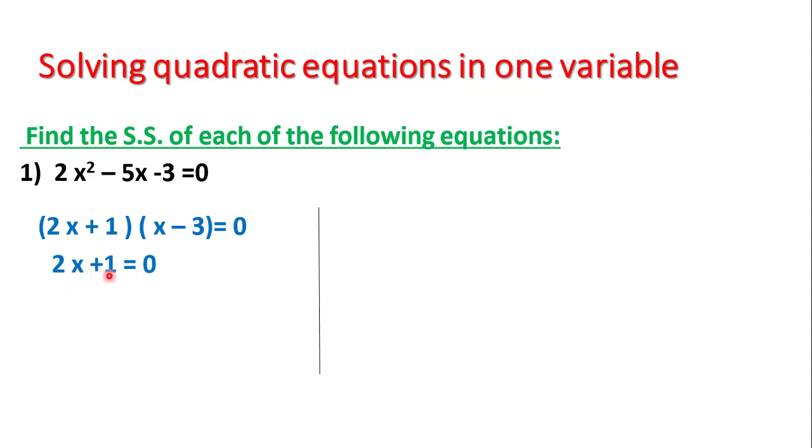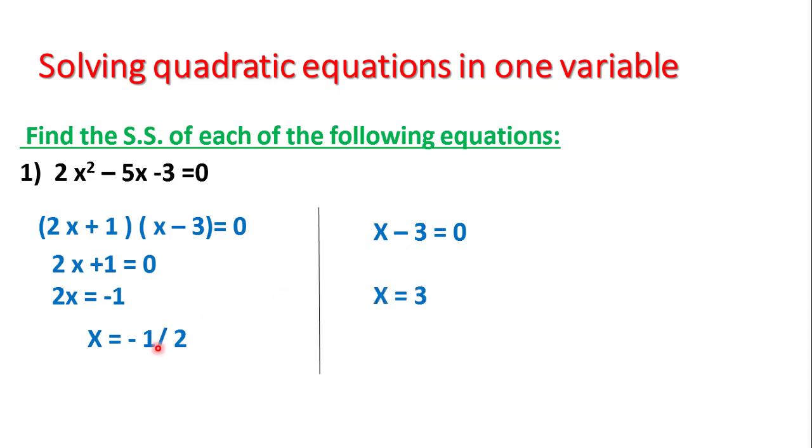The first one, 2x plus 1 equals 0, means that x equals negative 1 over 2. Here x minus 3 equals 0, it means that x equals 3. So here 2x plus 1 equals 0. I'll move positive 1 to the right hand side with a different sign, so it will be 2x equals negative 1. Then I'll divide by 2 both sides to get that x equals negative 1 over 2. This is the first solution. The second one, x minus 3 equals 0, means that x equals, I'll move negative 3 to the right hand side with an opposite sign, so it will be 3.